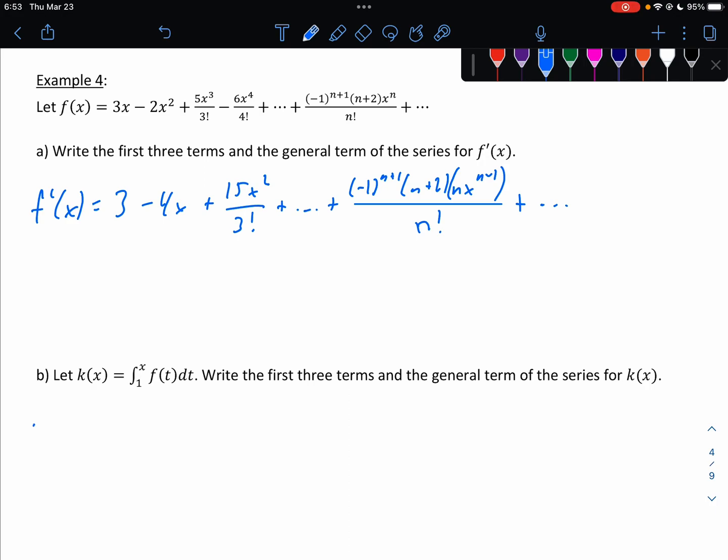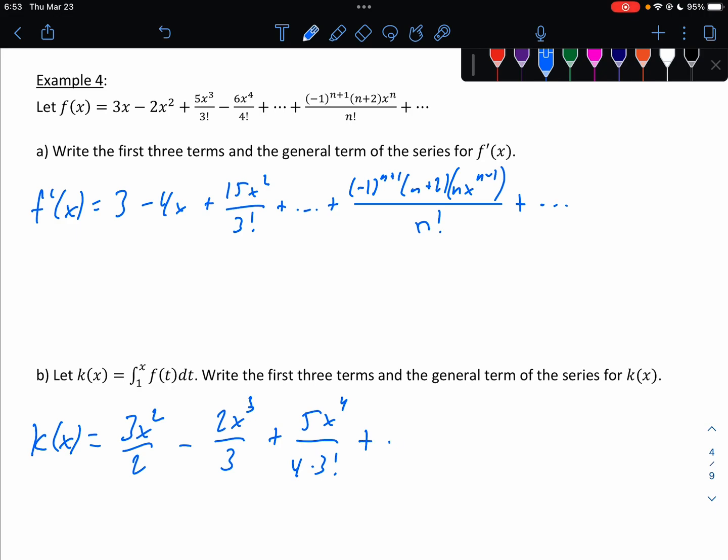Okay, so k of x is going to be the antiderivative of our three terms. So it's going to be 3x squared over 2 minus 2x to the third over 3 plus 5x to the fourth over 4 times 3 factorial, which would just be 4 factorial if we wanted to write that.